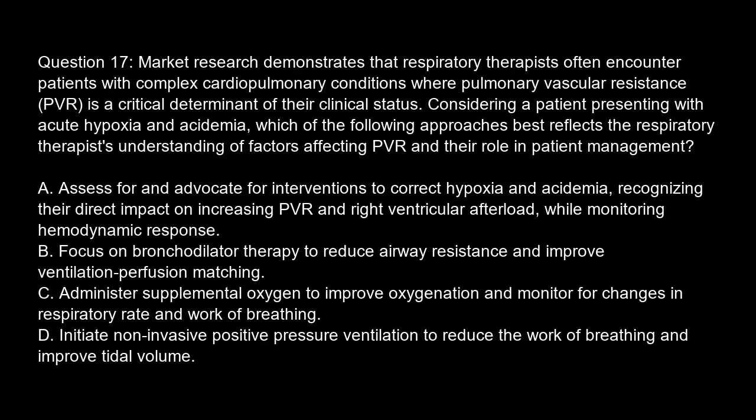Option A. Assess for and advocate for interventions to correct hypoxia and acidemia, recognizing their direct impact on increasing PVR and right ventricular afterload, while monitoring hemodynamic response. Option B. Focus on bronchodilator therapy to reduce airway resistance and improve ventilation perfusion matching. Option C. Administer supplemental oxygen to improve oxygenation and monitor for changes in respiratory rate and work of breathing. Option D. Initiate non-invasive positive pressure ventilation to reduce the work of breathing and improve tidal volume.